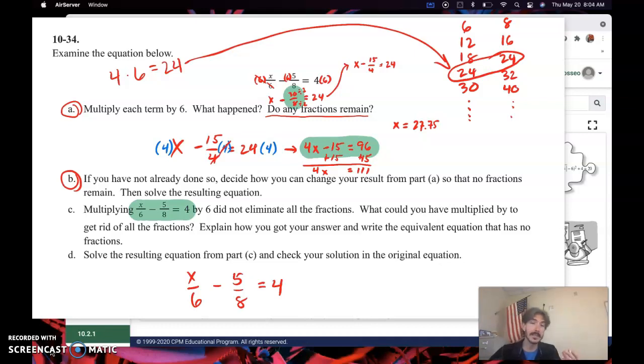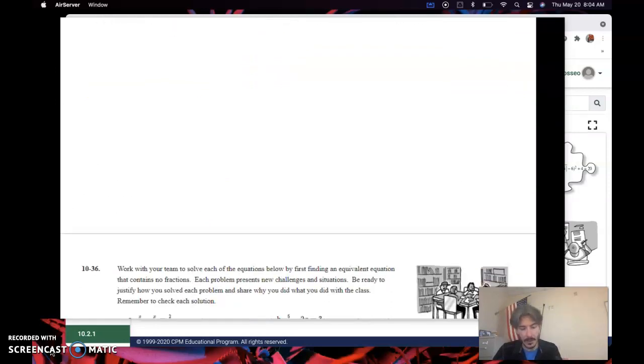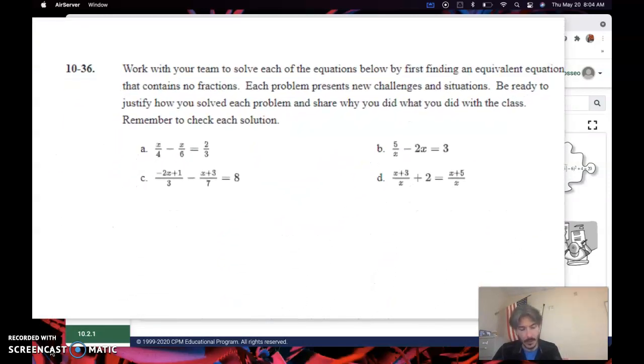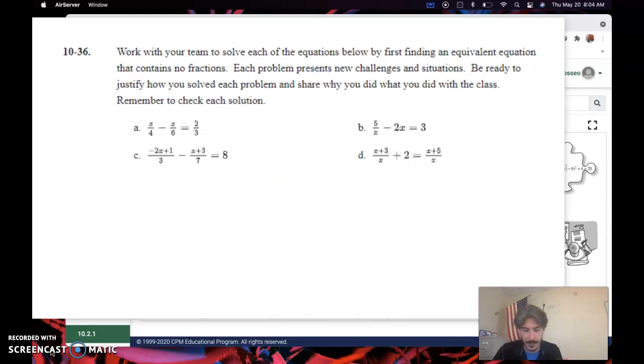Okay, we're going to take this idea and put it into practice, for the purposes of rewriting and making us more effective problem solvers. I've got another problem set up here with a similar take. Work with your team. We obviously don't have a team, we're in this digital setting here. Solve each of the equations below, first by finding an equivalent equation that contains no fraction. Each problem represents new challenges and new situations. Be ready to justify how you solved each problem and share why you did what you did with the class. Remember to check the solution.